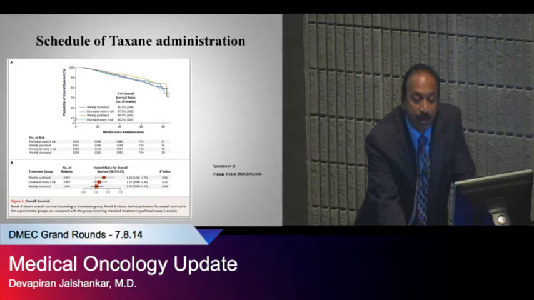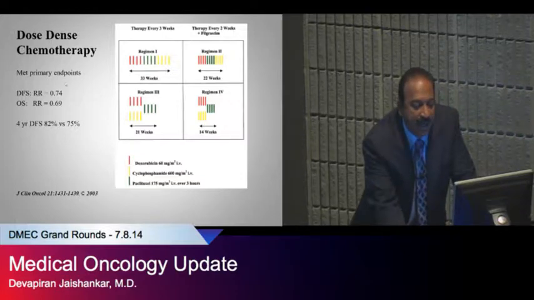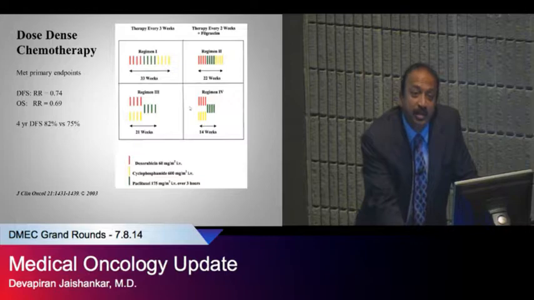This is how chemotherapy is now administered. Again, this is from Larry Norton and his group. This is not new, 2003. What we call dose-dense chemotherapy, giving Adriamycin and Cytoxan every 3 weeks versus every 2 weeks. And every 2 weeks works better than every 3 weeks. It's just that it became national standards and guidelines in the last year or two.